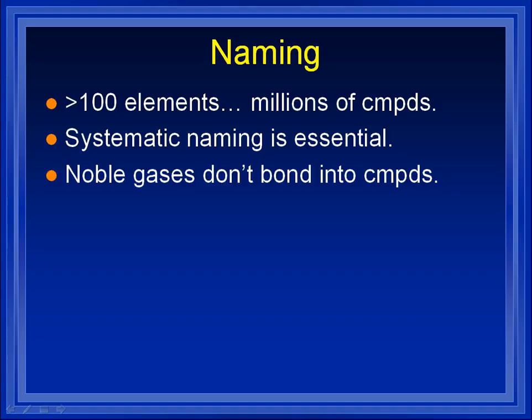This one, just a reminder that noble gases don't really bond into compounds. Chemists are starting to force them into compounds, doing some tricks on them, and you are getting compounds, but you usually won't see these when you're naming things. Okay, so those first 3, just an overview of some things that you need to be aware of. Things that you should be writing down.